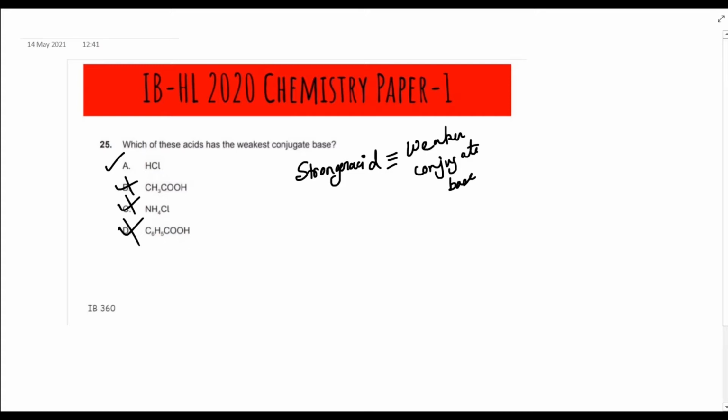So HCl will have the weakest conjugate base. So our answer is option A, and it's HCl.